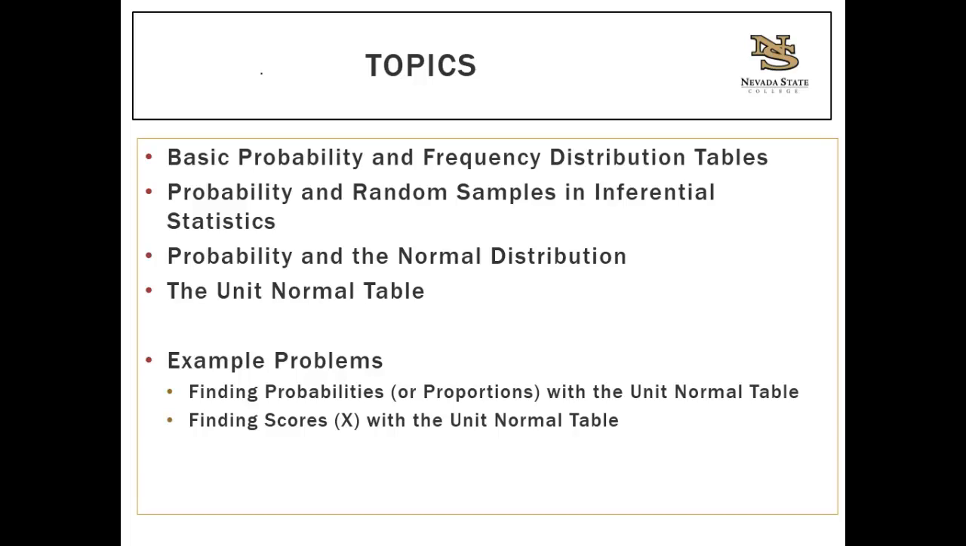So again, I'm just going to cover basic probability in the frequency distribution tables, so the P column, essentially, in a frequency distribution table. Then, what is a random sample? I'm going to get into what the criteria are to call something a truly random sample and why random samples are important in inferential statistics. Then I will show you a review of the empirical rule and probability in the normal distribution. And then I'll use the unit normal table to prove the empirical rule in the normal distribution.